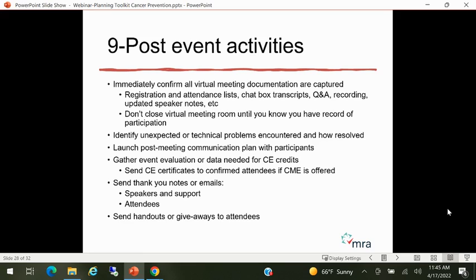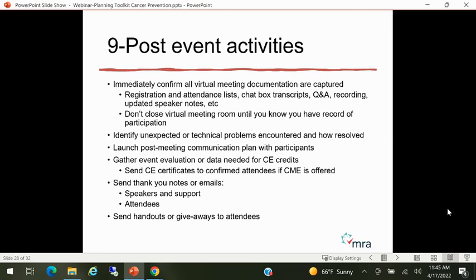So step 9 is those post-event activities. And here's what I would recommend. While you can end the meeting and you can turn off recording, I don't recommend that you close the virtual meeting room until you know you have all the documentation and the records you need. Once you log out of that meeting room, you can't go back. So again, because this is a critical requirement for the COC, you need to have that checklist. You need to have people assigned for gathering that required documentation.